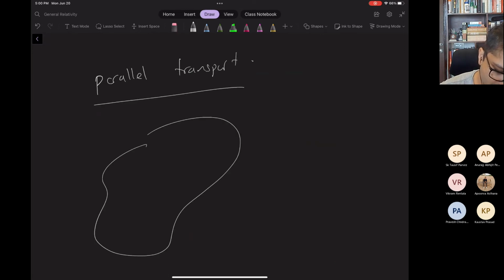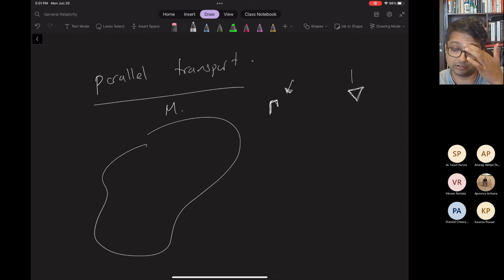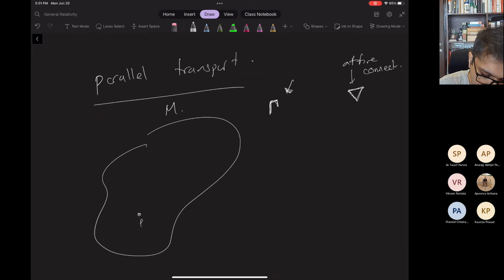Okay, so here's a manifold M. Again, no need for a metric, but I do need to specify a connection, either in a coordinate dependent way through gamma, or in a coordinate independent way by specifying something called an affine connection, which is a derivative operator. So if I have a point P, and I have a curve passing through this, and this is a vector V, let's say, and I want to parallelly transport this V along this curve. So I want to get this V parallelly transported over here.